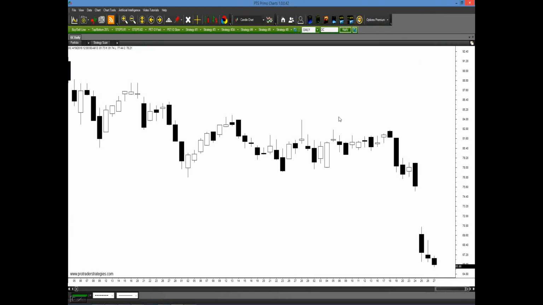Here's another example now in OC. As we can see in hindsight, sure, you should not have been buying this. This should have been a sell opportunity, right? So how could we have taken advantage of that? Well, we click on strategy 4.